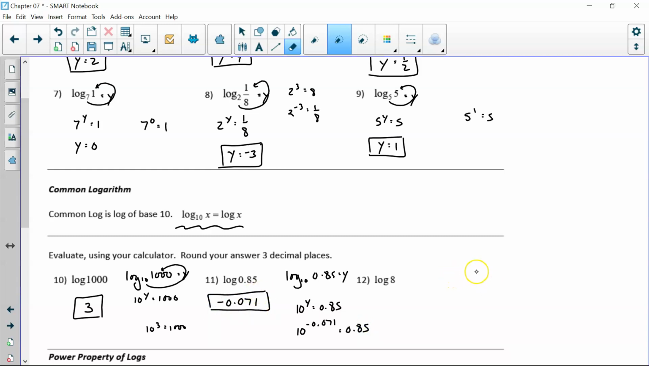And now for number 12, type it into your calculator and you're going to get 0.903. So what we have here is the log base 10 of 8 equals y. So it's 10 to the y equals 8. We're going from a bigger number to a smaller whole number. Think fractional exponent, think decimal. And if you check, 10 to the 0.903 is going to be a number very close to 8 because we have a rounded answer. But you could find those using your calculator.